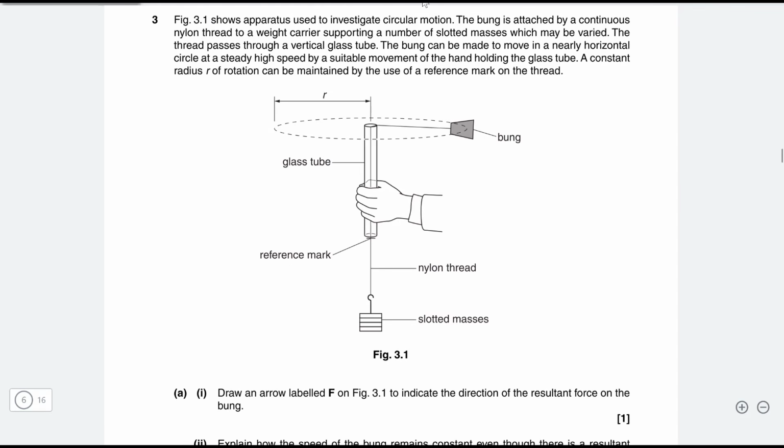Okay, next one, which is question 3 from, I believe, 2012. So we have this apparatus in which we have a glass tube and we are spinning a bung with a mass connected to the bung by a string. Part A, draw an arrow labeled F on the figure to indicate the direction of the resultant force on the bung. Now the direction of the resultant force will be always towards the center, and we're not going to forget to label this.